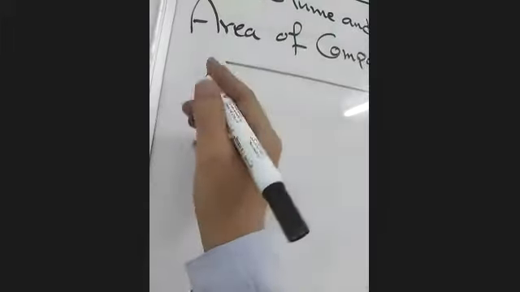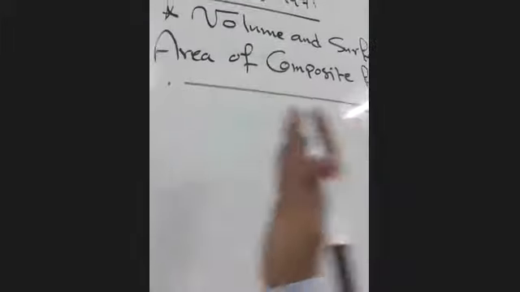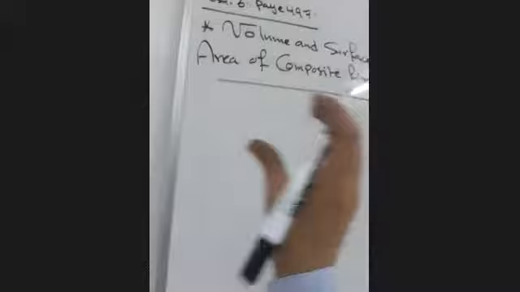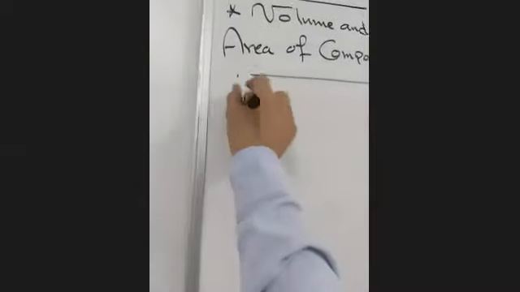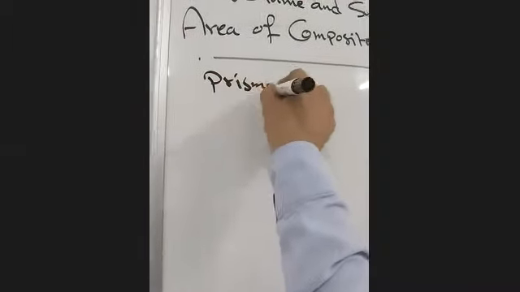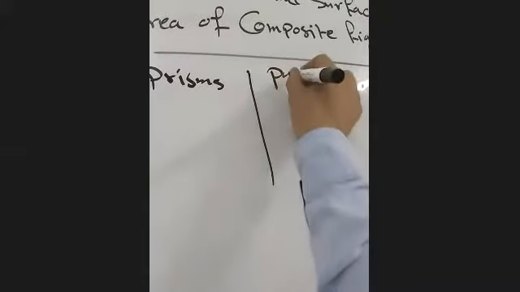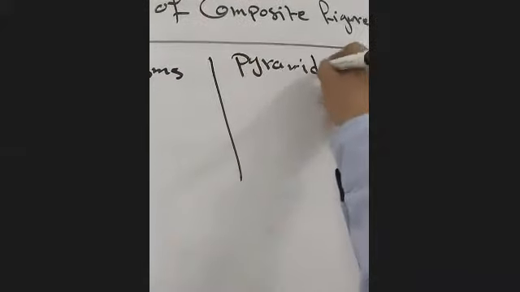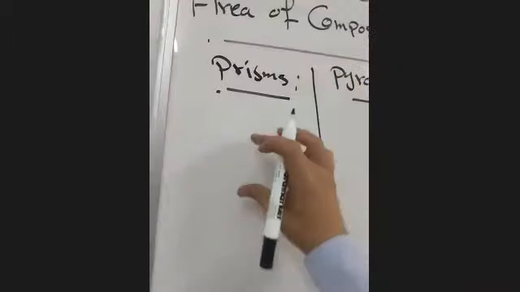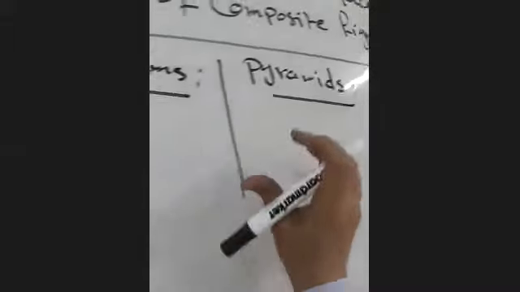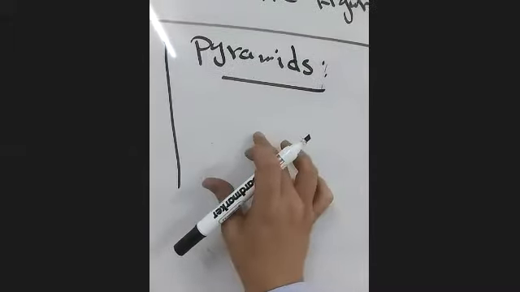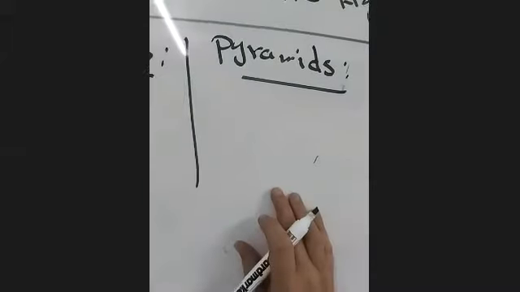Now, to find the volume, we have two types of solid figures, either prisms or pyramids, right? Now, how do I know if it's a prism or a pyramid? A prism has two congruent bases, but the pyramid has only one base, okay?